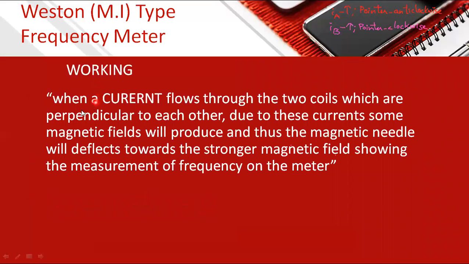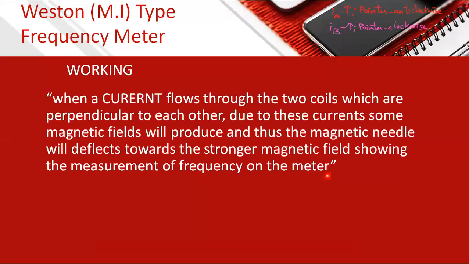So both are 90 degree to each other. Now, when a current flows through the two coils which are perpendicular to each other, due to these currents, some magnetic fields will be produced, and thus the magnetic needle will deflect towards the stronger magnetic field, showing the measurement of frequency on the meter. So this is the working principle of the Weston type frequency meter.